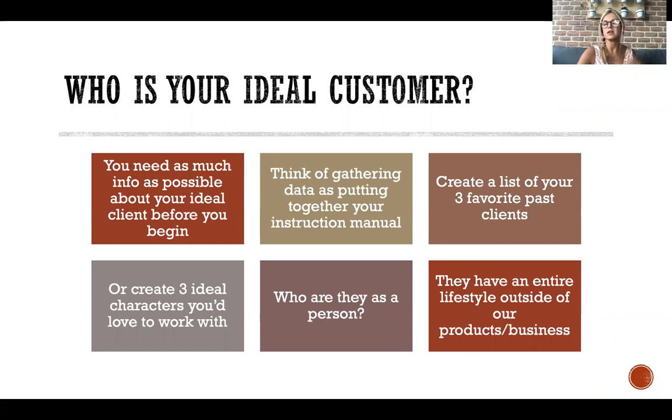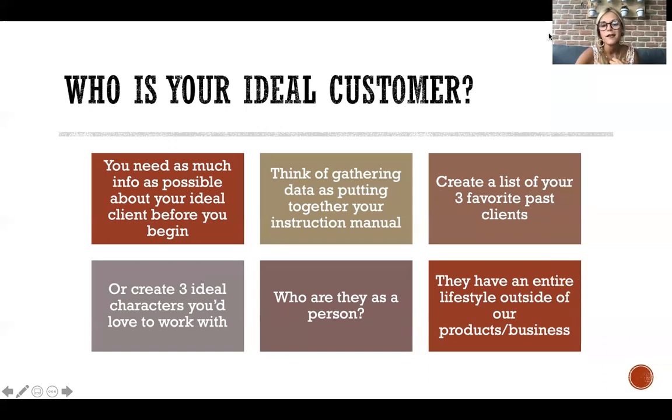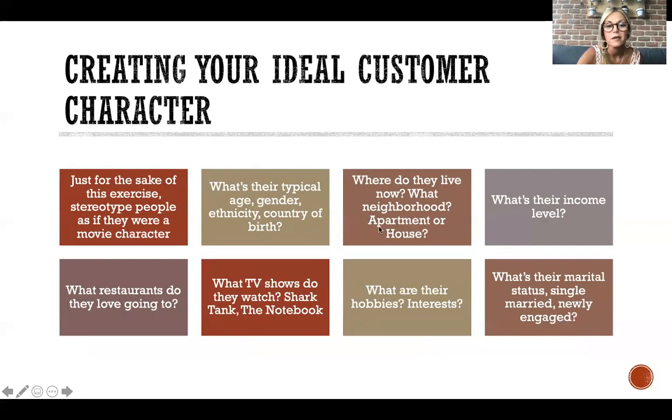And think of it as a movie character. A good example is Legally Blonde. Hopefully you guys have seen this movie. It's hilarious, but she is a female lawyer. She has a cute little chihuahua. She loves pink. She's very kind of ditzy. This is definitely stereotyping, but we don't necessarily want to stereotype in real life. But for this, it's kind of important that we stereotype our ideal client. Again, just for the sake of this exercise, that's what we're doing.